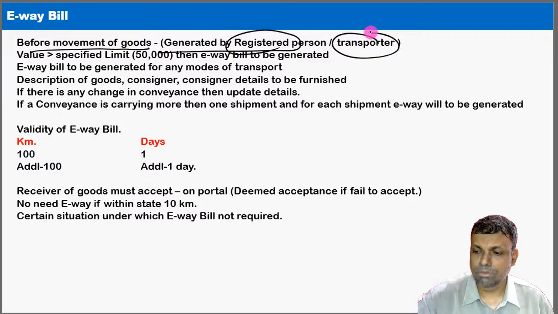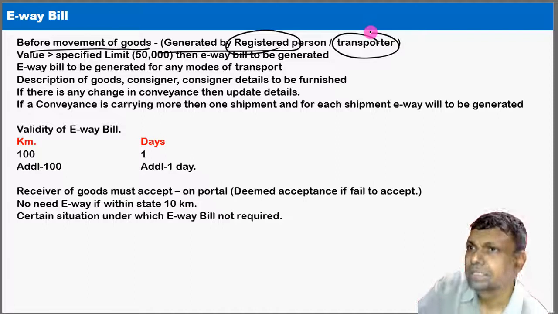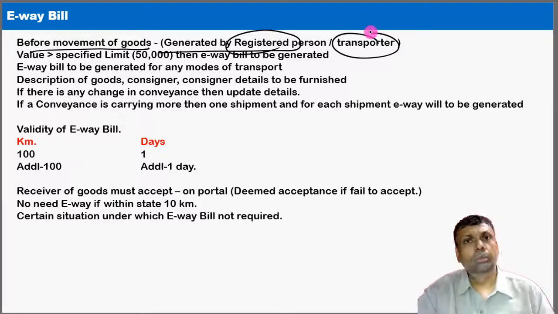by the registered person or a transporter. In other words, friends, the e-way bill generation could be done by either person. However, as far as possible, it is better that the registered person should do that. But if in any situation he is not able to do it, or has not done it for any reason, the transporter has to generate the e-way bill.